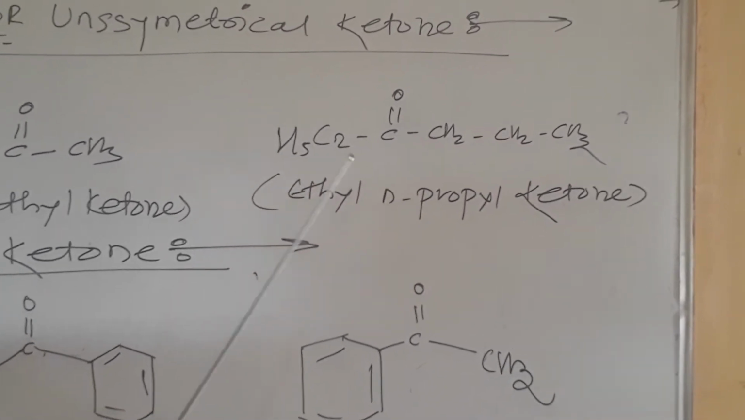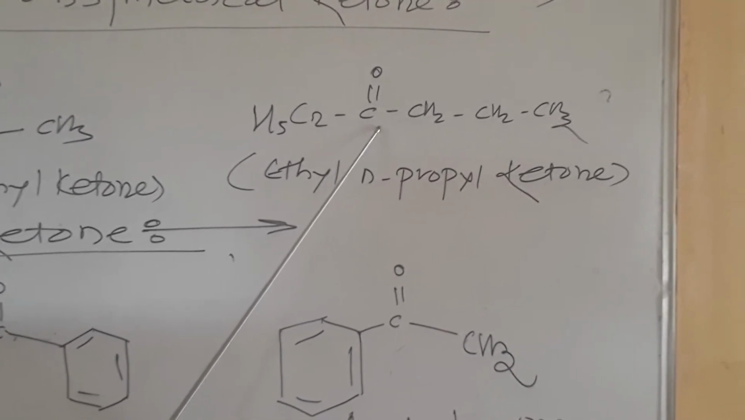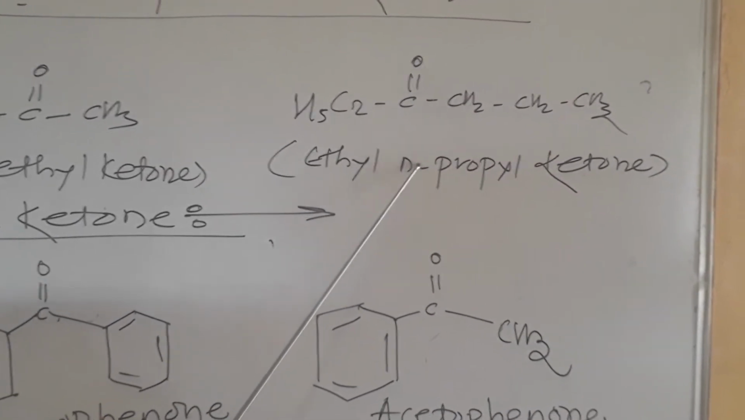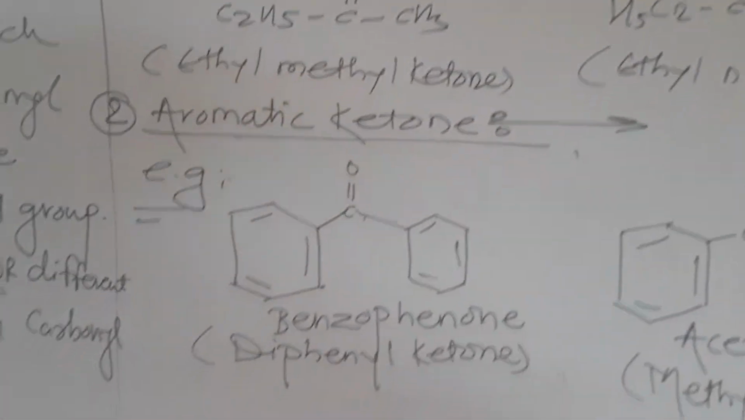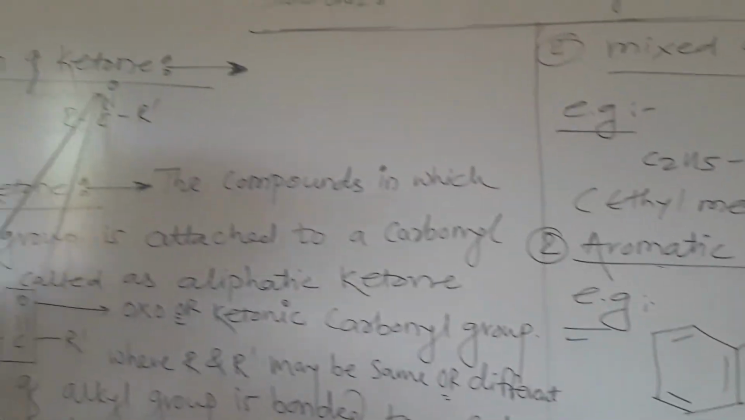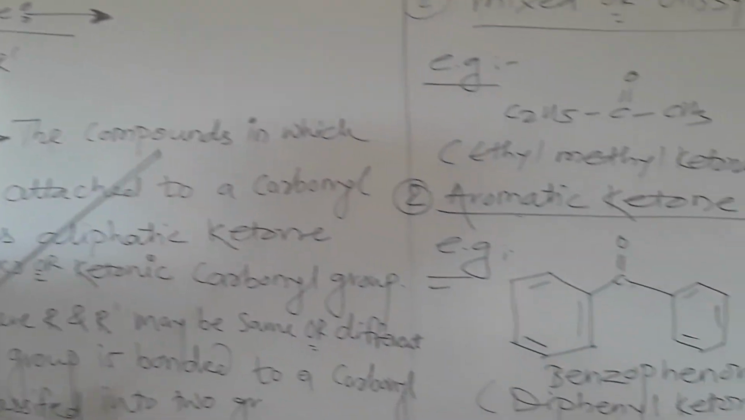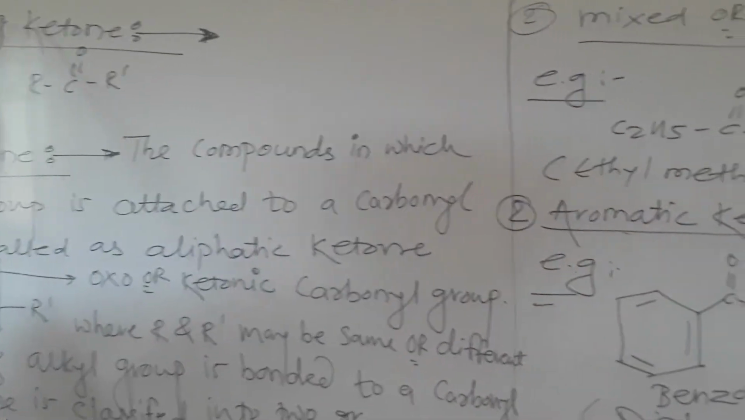Now what is the name of this ketone? This mixed type of ketone is ethyl n-propyl ketone. This is an aliphatic ketone. Now the next type of ketone is the aromatic ketone. Look at these two examples.